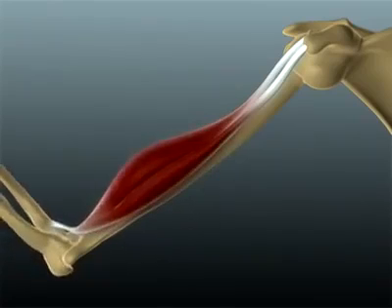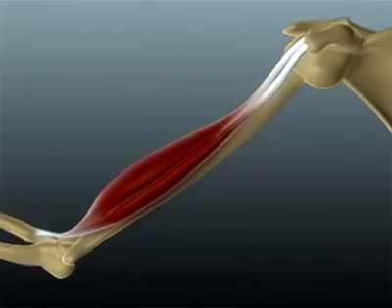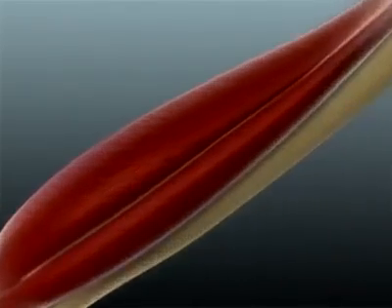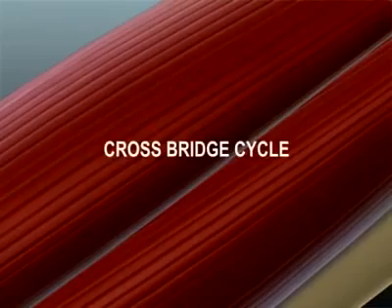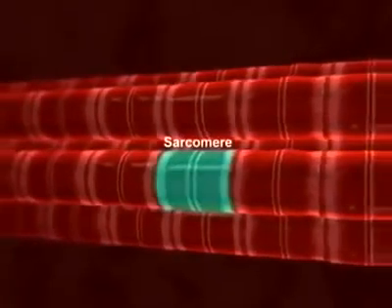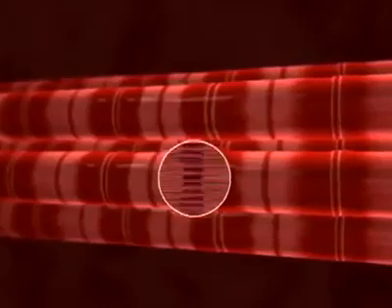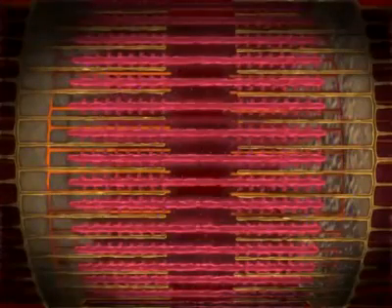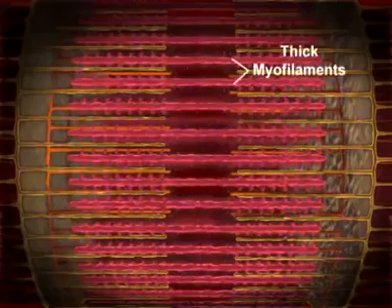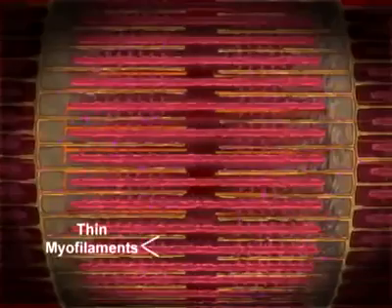The contraction of a skeletal muscle generates the force necessary to move the skeleton. A contraction is triggered by a series of molecular events known as the cross-bridge cycle. In a skeletal muscle fiber, the functional unit of contraction is called the sarcomere. A sarcomere shortens when myosin heads in thick myofilaments form cross bridges with actin molecules in thin myofilaments.